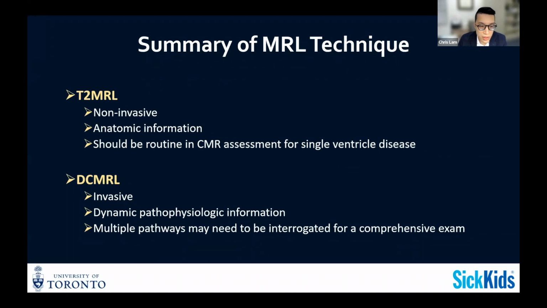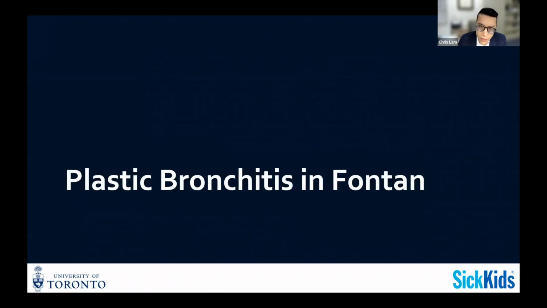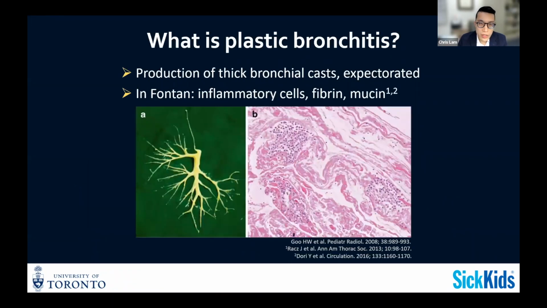So let me show you some examples of this. First, let's talk about plastic bronchitis. I know we have a mixed audience here, so I apologize if some of this is basic, but what is plastic bronchitis? It's a production of thick bronchial casts, which are expectorated. And in Fontan, the composition of these casts includes inflammatory cells, fibrin, and mucin.